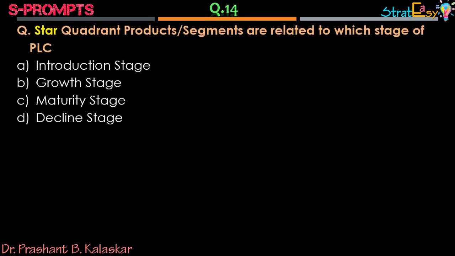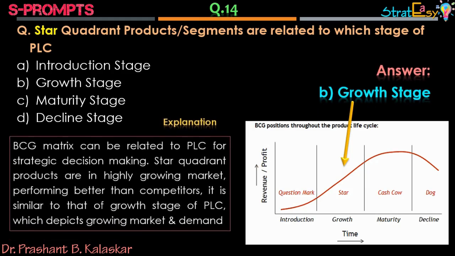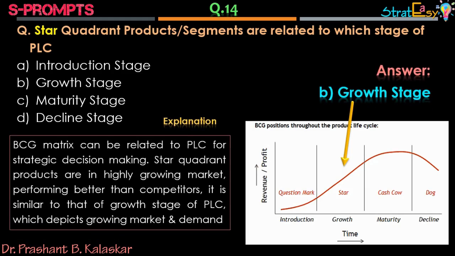Question number 14. Star quadrant products or segments are related to which stage of the product life cycle? And the right answer is option B, growth stage. The BCG matrix can be related to the product life cycle or industry life cycle for strategic decision making. Star quadrant products are in a highly growing market, performing better than their competitors, and it is similar to the growth stage of the PLC, which depicts a growing market and growing demand.